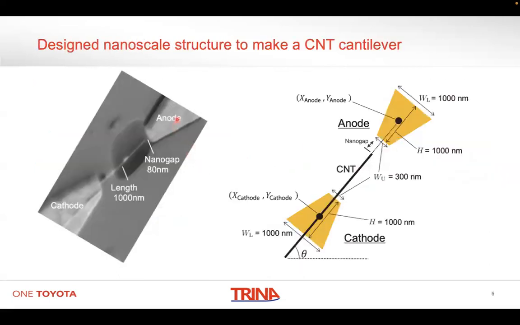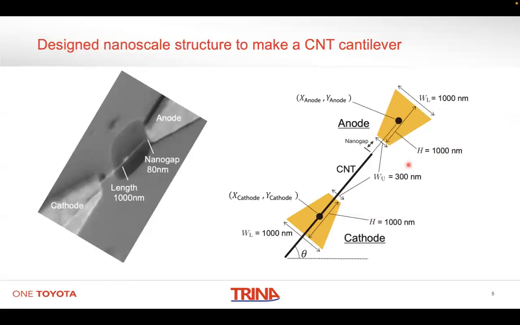Next, this slide shows the designed nanoscale structure to make a carbon nanotube-based cantilever. This is a cantilever, carbon nanotube, and here you can find the two electrodes of the cathode and anode. At one edge of the carbon nanotube, you can find a nanoscale gap with a length of 80 nanometers to the counter electrode of the anode. According to this tiny space, the tip of the carbon nanotube can vibrate.